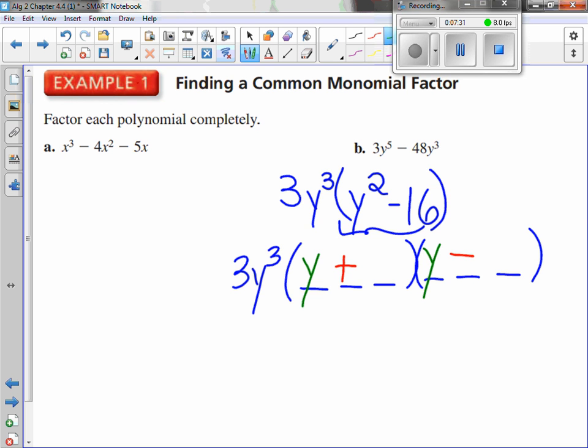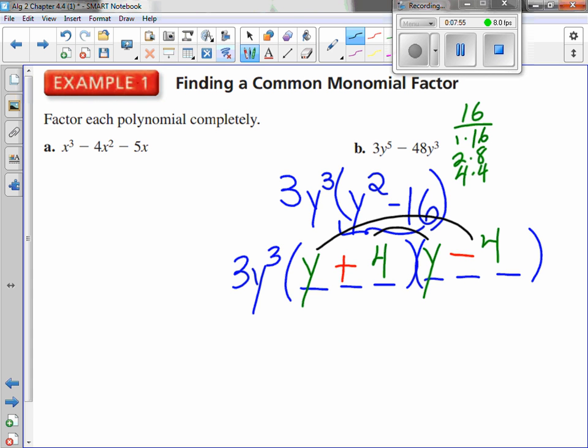y and y. And the factors of 16, well, there are a few, because we could do 1 and 16, 2 and 8, 4 and 4. Well, the ones we want are 4 and 4, because it is a difference of perfect squares. So we should know that it is 4 and 4. Now, if we're not sure, we can always check it to make sure.